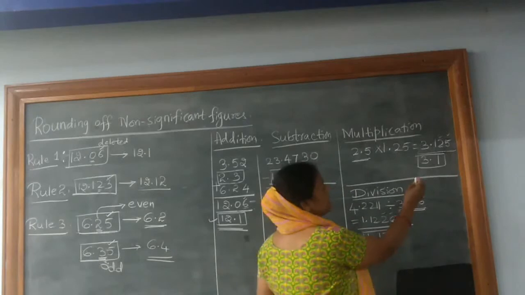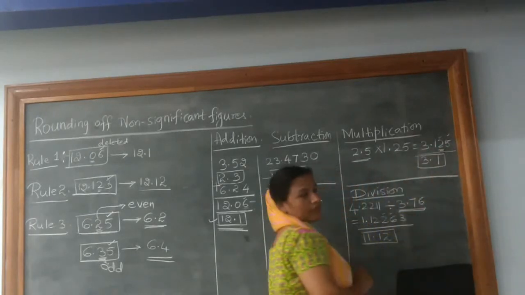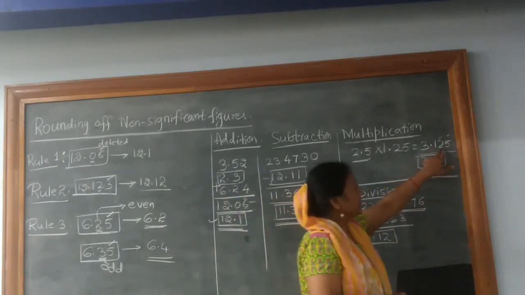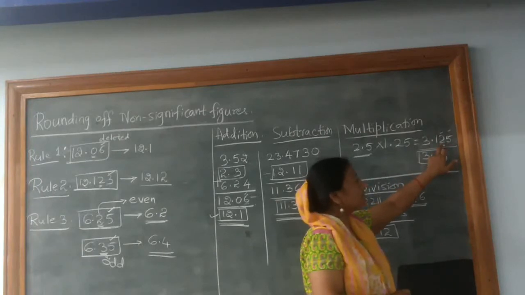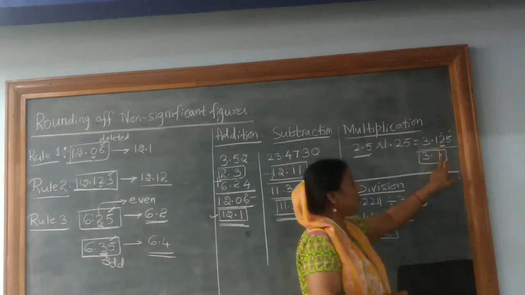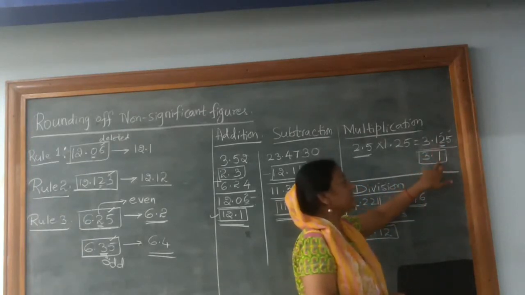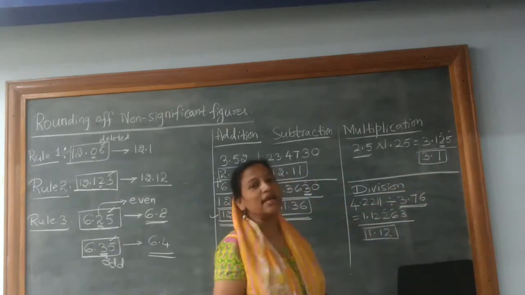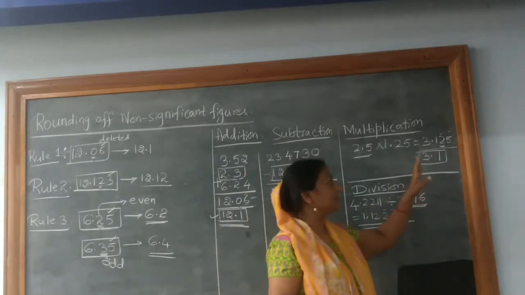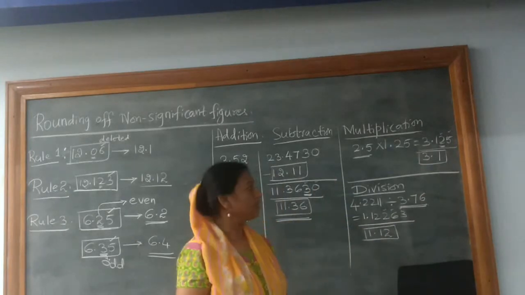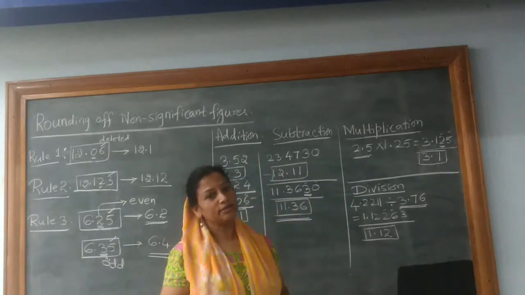Now the last digit to be deleted will be 2. So if the digit to be deleted is less than 5, 2, then don't make any change in the preceding digit and you will report the final answer as 3.1 by simply deleting 2 and 5. Your final answer will be 3.1.